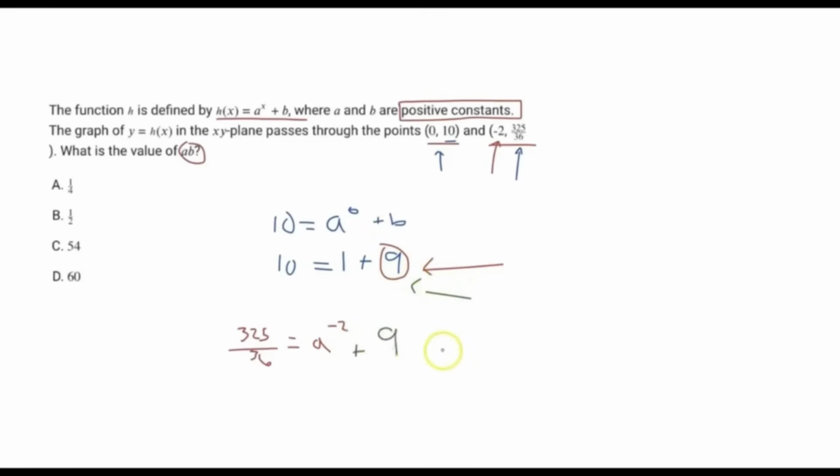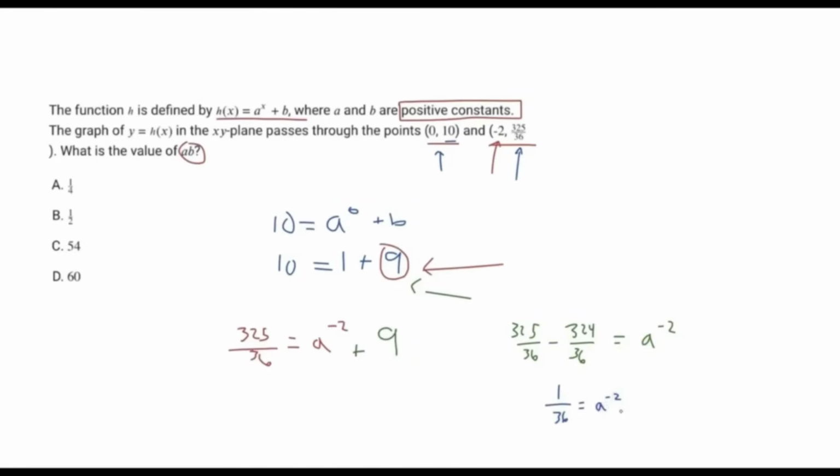And so now what we want to do is just solve for a, right? So we can subtract 9 on both sides. And this is actually interesting, because with 325 over 36, 9 times 36 is going to give us 324. So when we subtract 9 on both sides, in reality that's just subtracting 324 divided by 36. And this will be set equal to a to the power of -2. So if we want to solve for a here, let's simplify the left side. That is going to be 1 over 36 equals a to the power of -2.